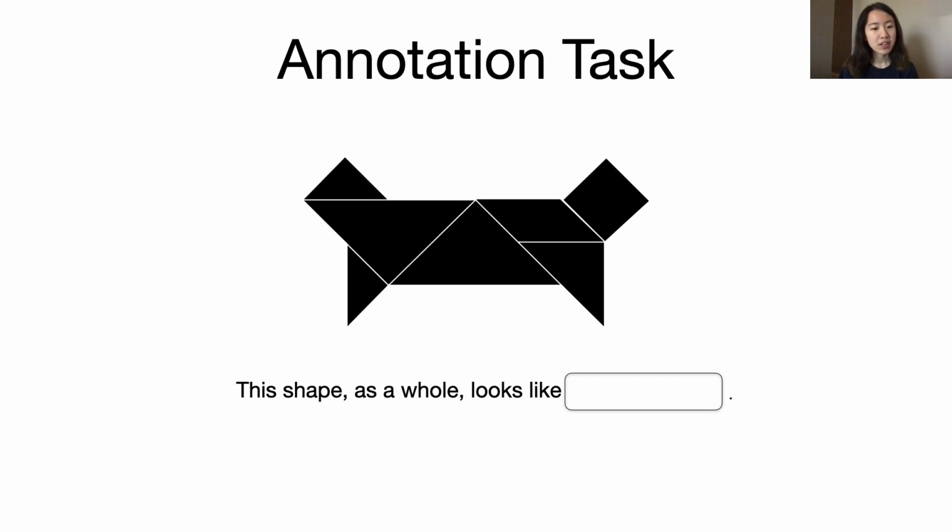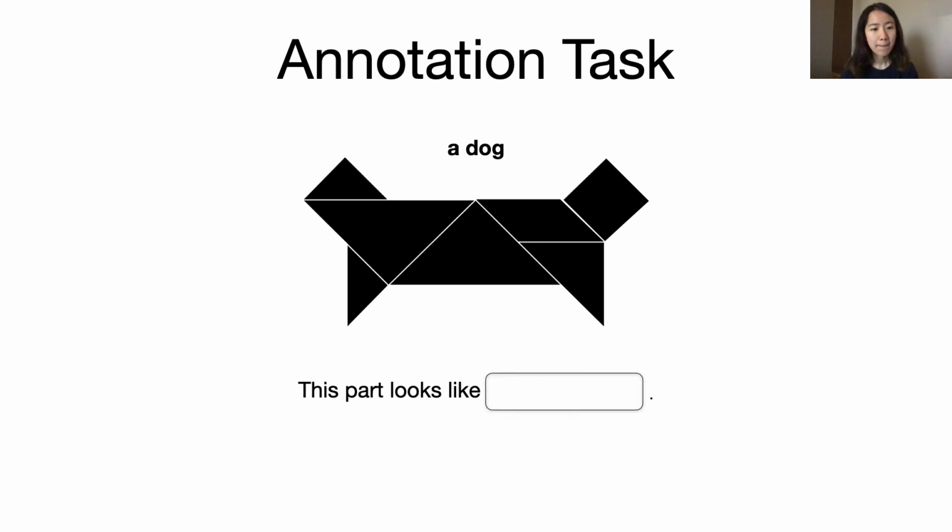To annotate all of these Tangrams, we created an interactive platform and crowdsourced annotations from Amazon Mechanical Turk. We showed each participant a shape and asked them to describe what it looks like as a whole. For example, for this one, we say it looks like a dog. We go beyond previous datasets by also eliciting further annotations of the parts that make it look like the whole shape. We ask participants to select a part by clicking on the Tangram pieces and type in the part name. So here we annotate the square as the head of the dog.